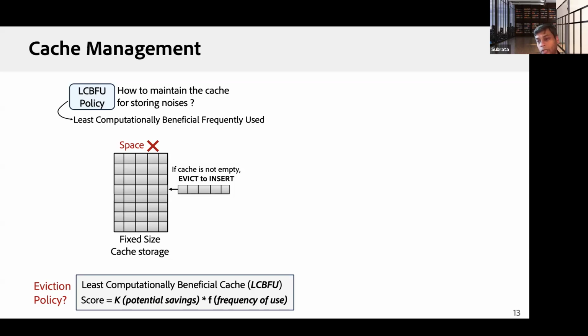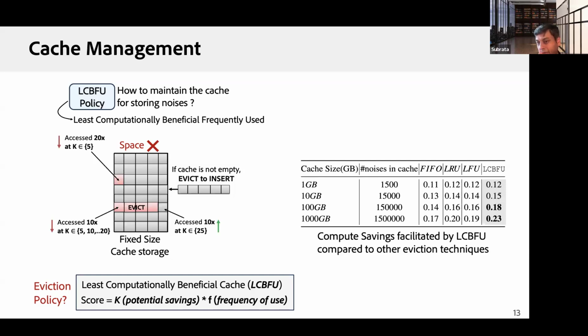So, for example, K equal to 0 can be very frequently used, but will give almost no saving. And a very advanced K can give very high savings, but may not be usable across a very large number of prompts. So we try to balance that by multiplying the potential saving from K and the frequency of usage. We call it LCBFU, and that is the eviction policy we use. Our paper has evaluations that show how we can increase the computation saving over LRU or least frequently used by using this technique.